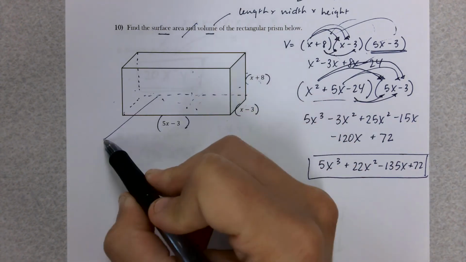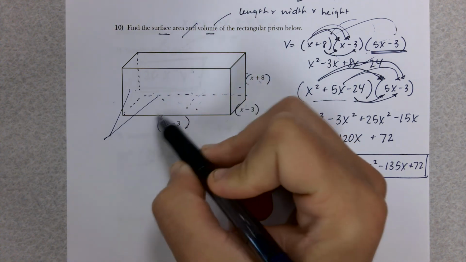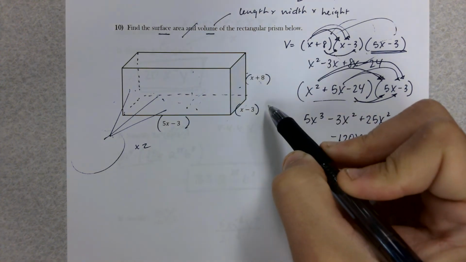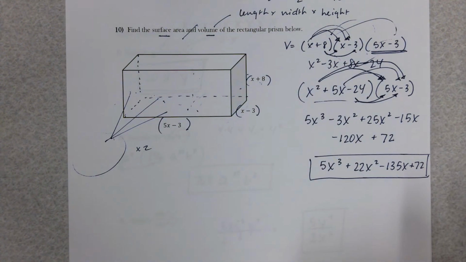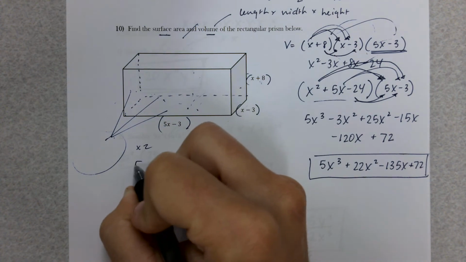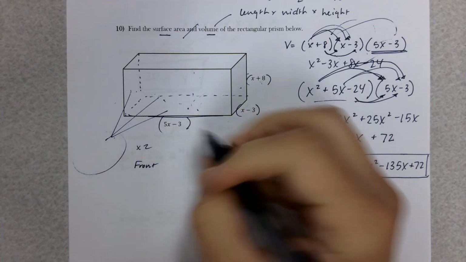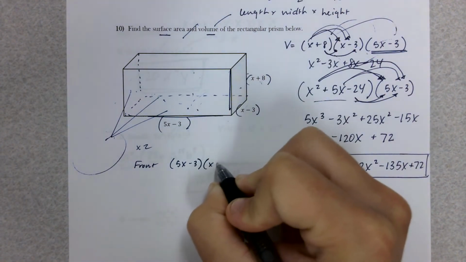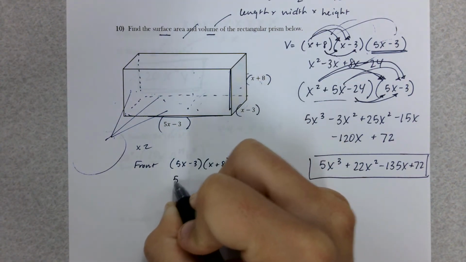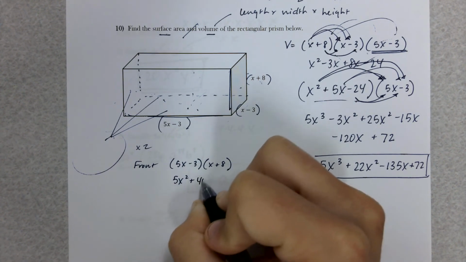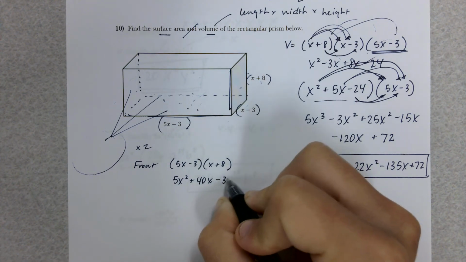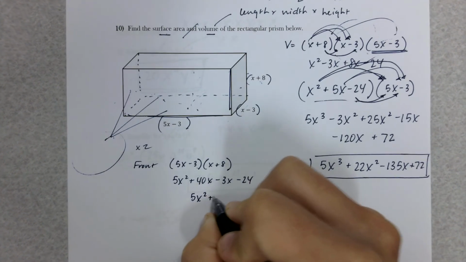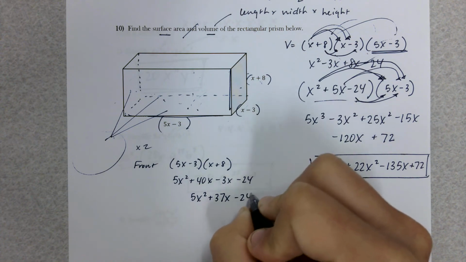So let's find the area of the front. Let's find the area of the left side. Let's find the area of the bottom. Add them all together, and then just multiply by 2, and that'll give me the area of everything. So let's start with the front. The front I would find by taking my 5x minus 3 and multiplying it by the x plus 8. So that's going to give me a 5x squared plus a 40x minus a 3x minus a 24. That's going to give me 5x squared plus 37x minus 24.